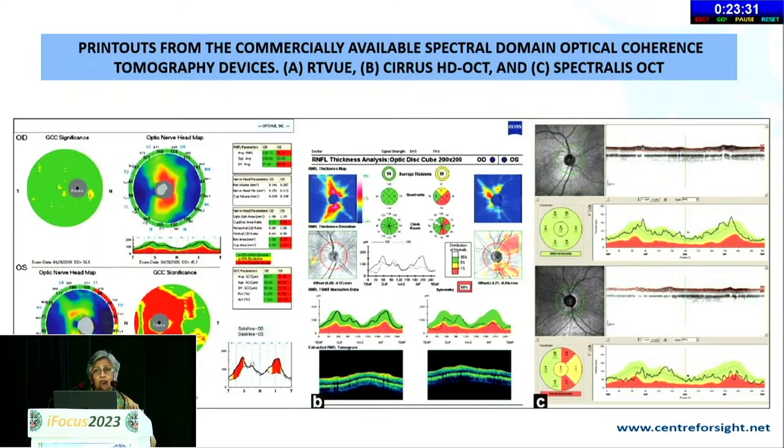Now, these are printouts I've shown you from the three very commonly used OCTs. There are many others, of course. The first one is the Optovue RTVue, the second is the commonly used Cirrus, and the third is Spectralis.